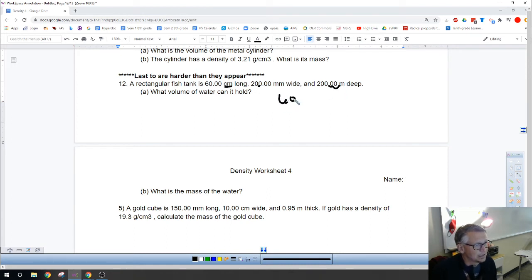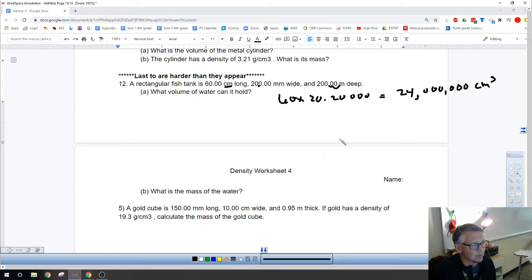So we need to take 60 times 20 times 20000, and 6 times 2 is 12 times 2 is 24. And we should have 1, 2, 3, 4, 5, 6 zeros. Just double checking my work here. That's a comma. So that is our volume, and that will be in cubic centimeters.